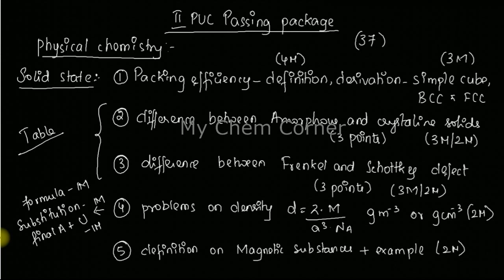Alright, now for the others who are aiming for more marks, more percentage, I would suggest you to go through the entire thing that is shown in the textbook. These are only for the pass package. In this also you will get really good marks if you ensure that you know 100% of pass package. Alright, so that is the first chapter of physical chemistry.